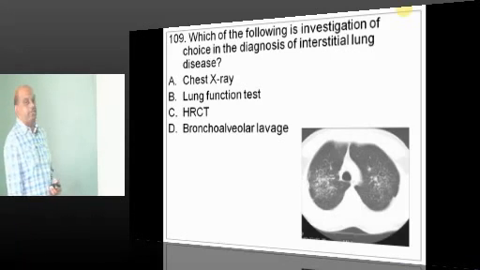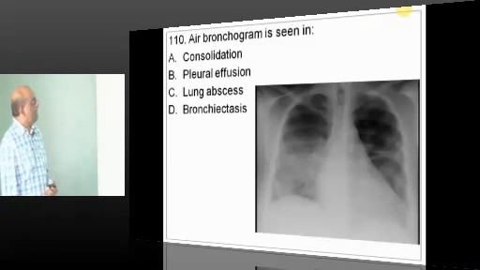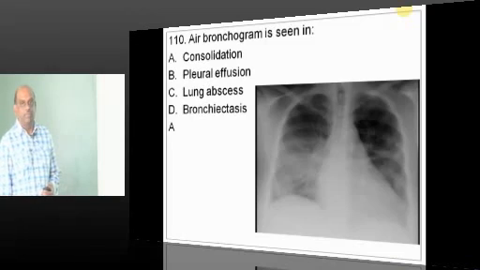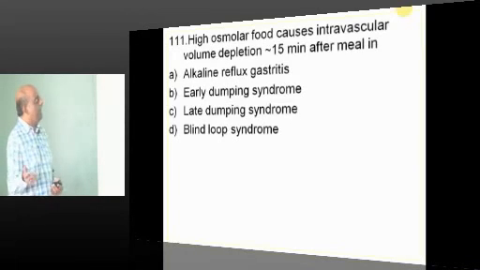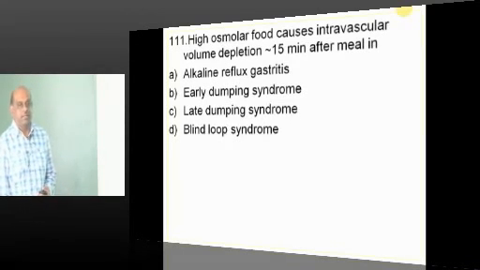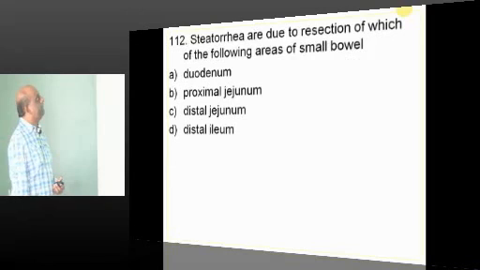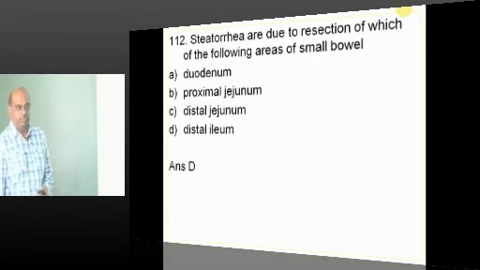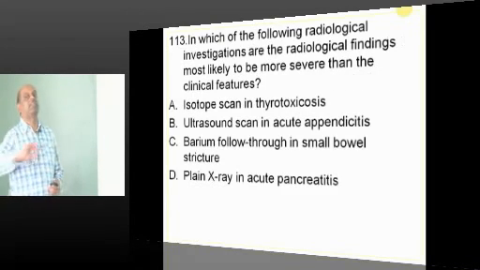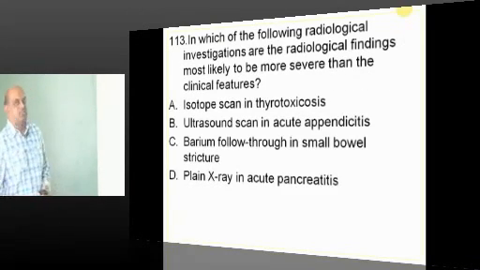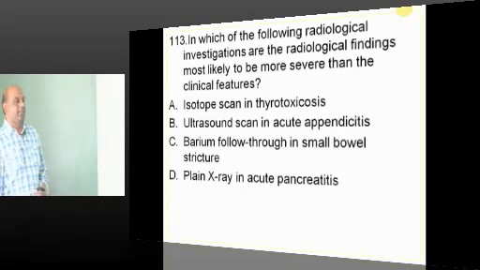Interstitial lung disease, which is the investigation? HRCT. Air bronchogram? Consolidation. High osmolar food within 15 minutes is basically early dumping. Steatorrhea is due to distal ileum. We are tired of this distal ileum. Everything is due to distal ileum, nothing is due to jejunal.